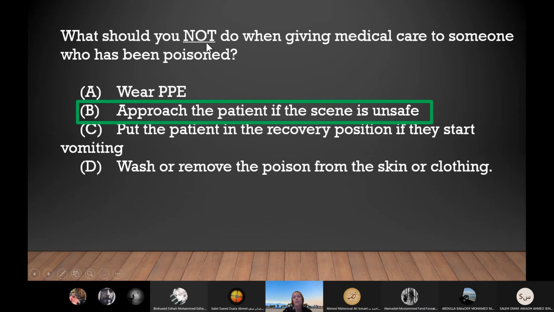Okay, so this is again one of those situations where you have to think opposite, so make sure you look for the not. So you right, should not do, okay? So the approach is, let's see. You don't want to approach the scene if it's unsafe, okay? You would always put the patient in recovery position if they start vomiting so that they don't choke. And if you can, wash or remove the poison from their skin or clothing so that you don't get any further absorption. And of course, wear PPE to protect yourself.